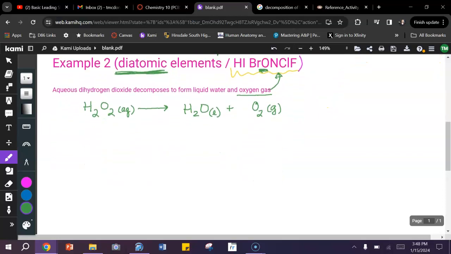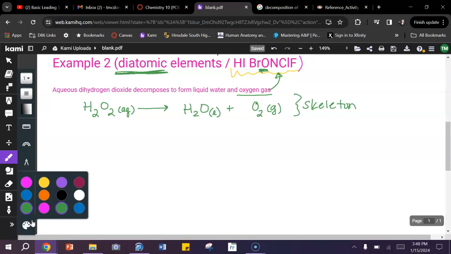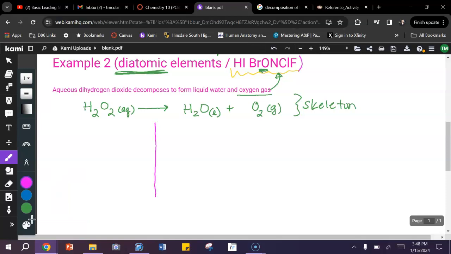All right, but this is it. I've got my formula, my skeleton equation here. So remember again that this is called the skeleton equation. And now what I need to do is balance it out. So I'm going to draw my line and write out my atom inventory. Over on my reactant side, I have 2 H's and I have 2 O's. And guess what? I have the same elements on the other side. So here I've got 2 H's and I have 3 O's: 2 in my oxygen molecule and 1 in my water molecule.